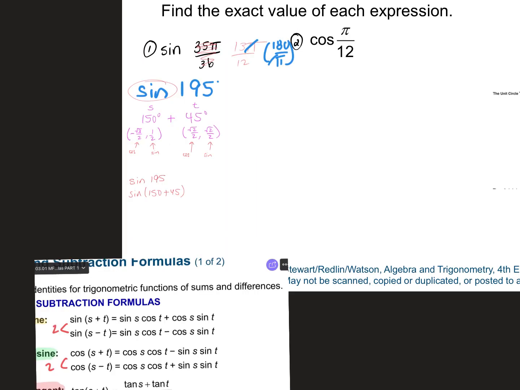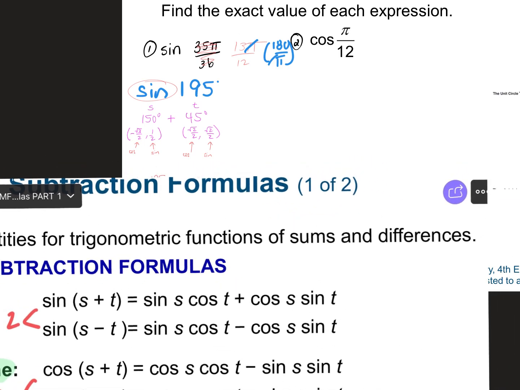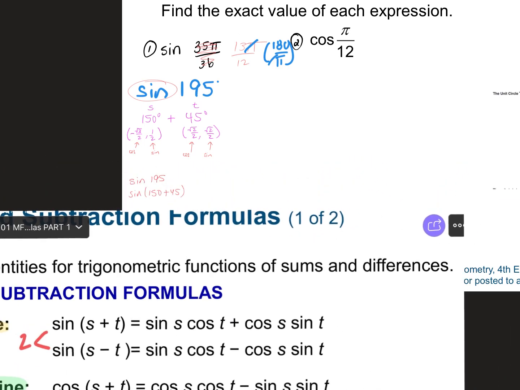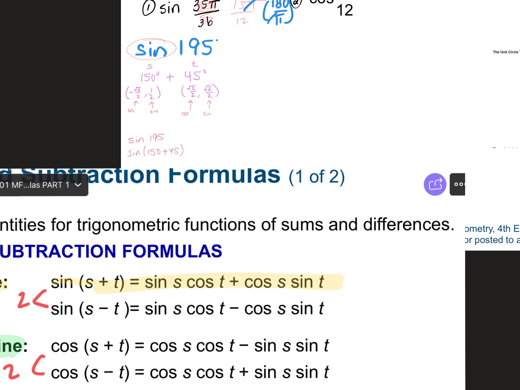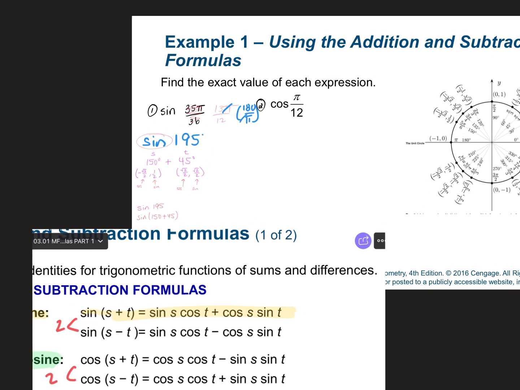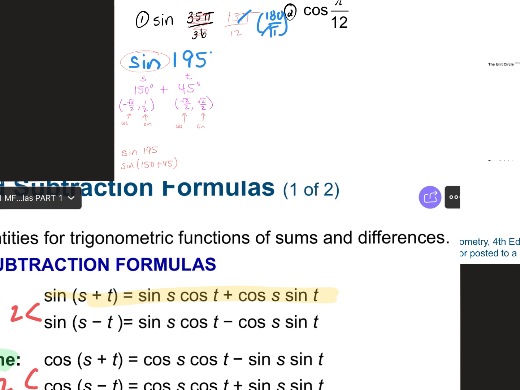Okay, so you have your angles here in front of you. Which sine formula are you going to use? The first one or the second one? Second. What are you doing to the two angles? Are you adding them together or are you subtracting? Adding. You're adding. So this is the formula that you're going to use. You're going to use this formula right here. So follow the formula, guys, exactly like it says.